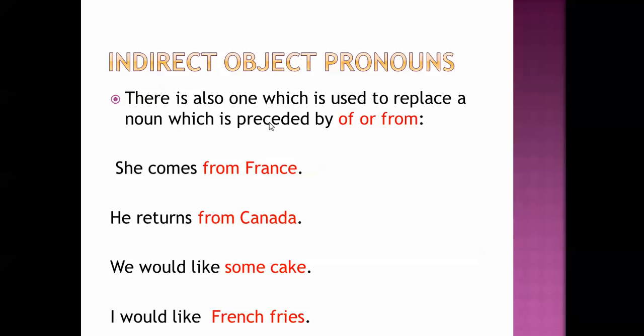There is also an indirect object pronoun which is used to replace a noun preceded by of or from. An example in English: she comes from France, elle vient de la France. He returns from Canada, il revient du Canada. We would like some cake. Nous voudrions du gâteau. I would like French fries. Je voudrais des frites.